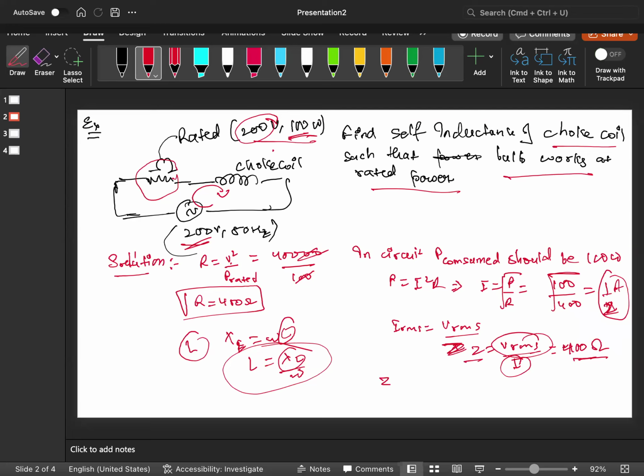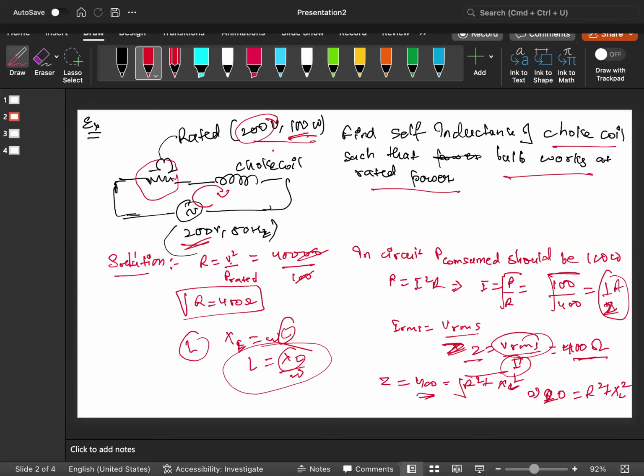What is Z square? Z is basically 400. The formula for this is the square root of R square plus XL square. So when you put the under root, this is the total, okay? So if you put under root, it will become 20 is equals to R square plus XL square. Is this clear, Ketna? Yes. Okay.